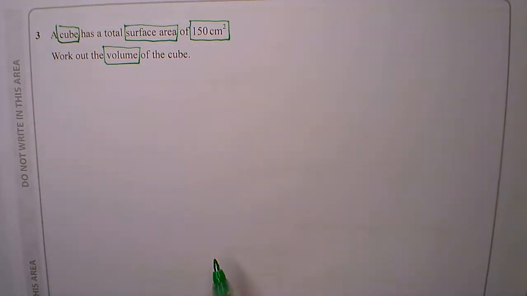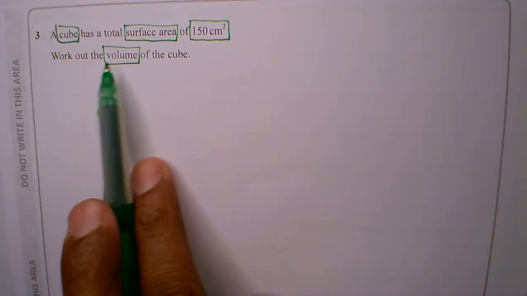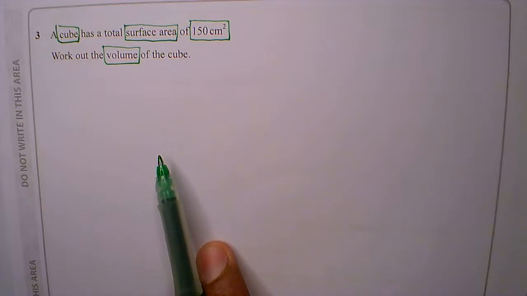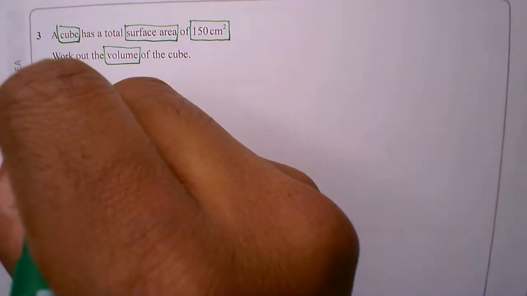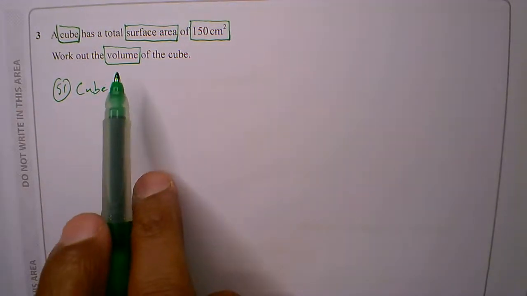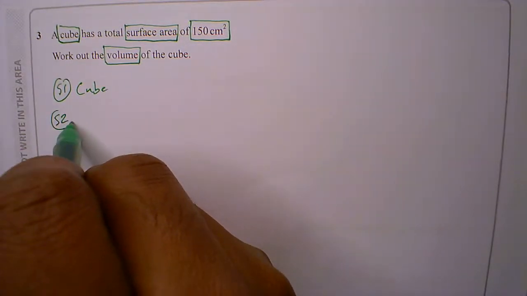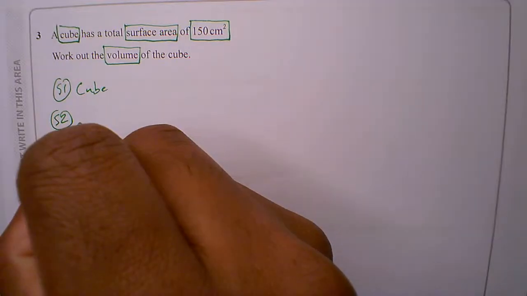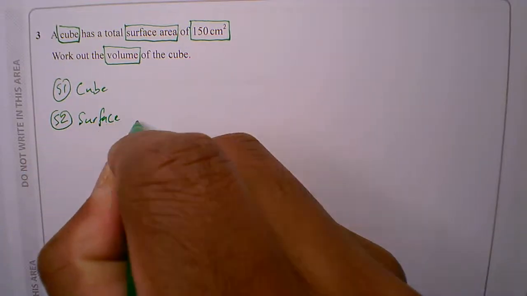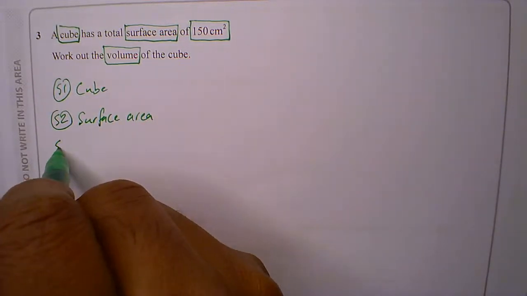So first of all, what topic is this? You can see it's a combination of cube, surface area, and volume. So this is like a problem-solving question. There may be many ways to do this question. So what are our steps? Step 1, I'm going to visualize the cube. Then I am going to be using the surface area that it's given me, and that should help me find the volume. So those are my 3 steps.